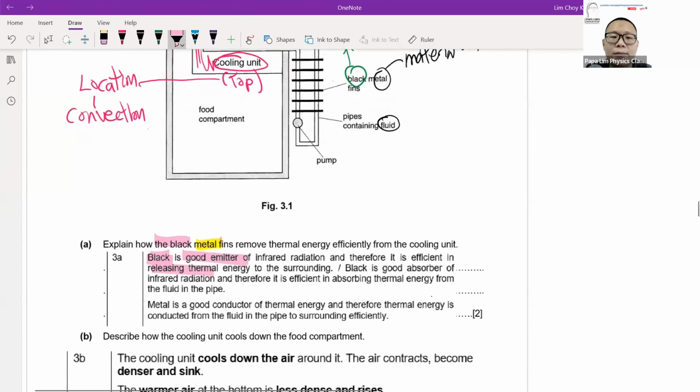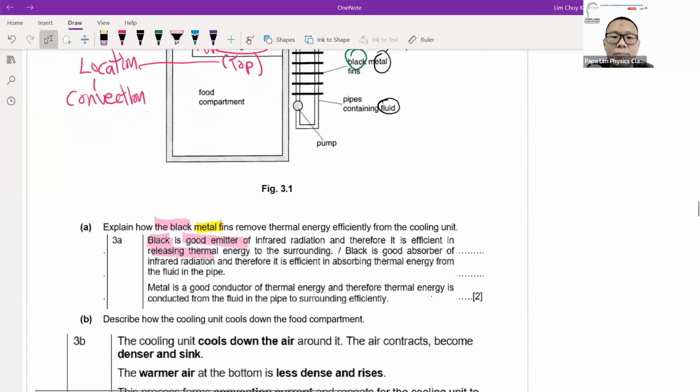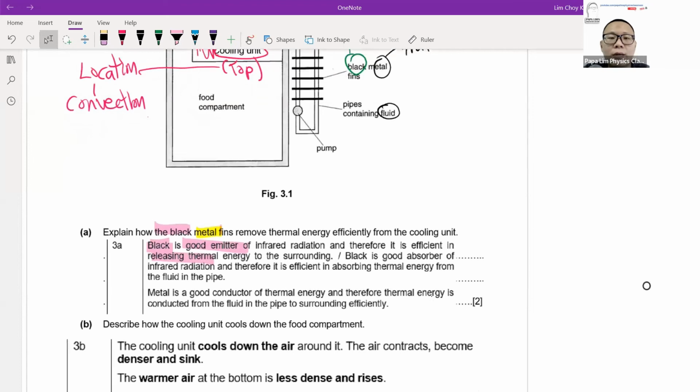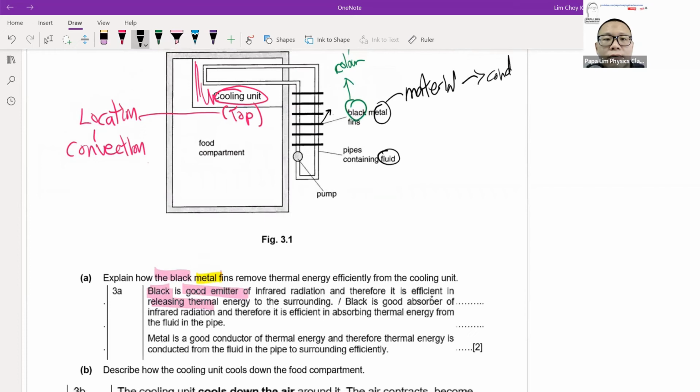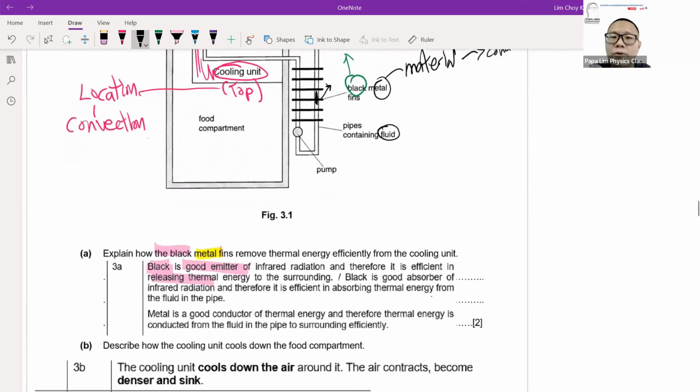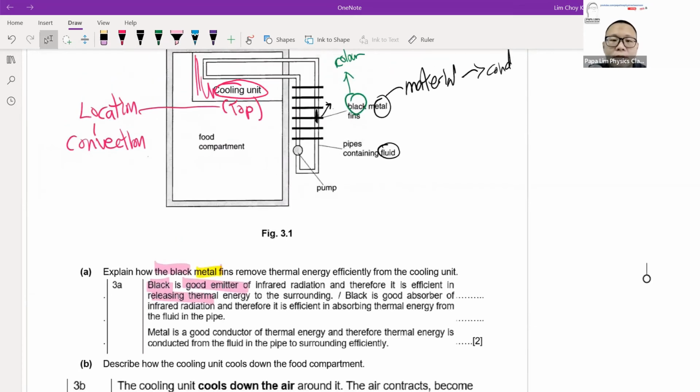So when we look at black, we are looking at radiation. It depends on what you're looking at. Indirectly, I'm also saying that the fins are releasing the heat faster. Indirectly, it could also be absorbing the heat from the pipe faster. So I can also phrase it in the way whereby black refers to an absorber, absorbing the heat from the pipe.